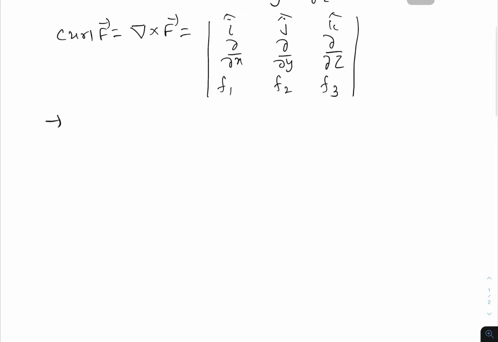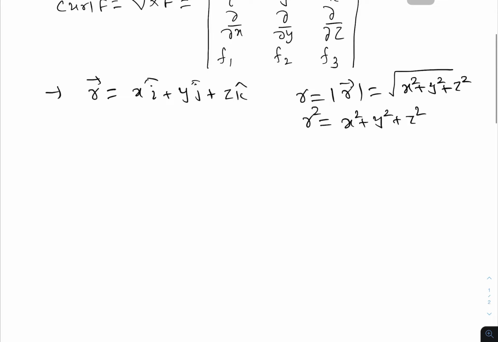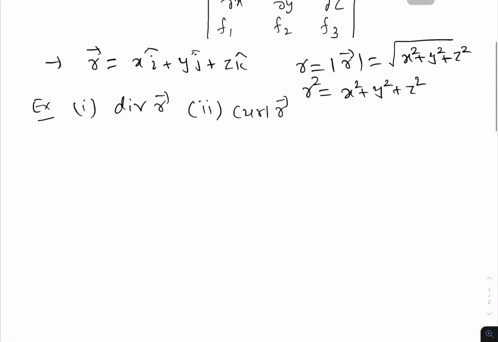Now let us take this r as a position vector. So r is x i plus y j plus z k, and let us write this r as magnitude of r, that is nothing but root of x square plus y square plus z square, or you can say r square equal to x square plus y square plus z square. So we take one simple example: find the divergence of r and curl of r. So r is x i plus y j plus z k.